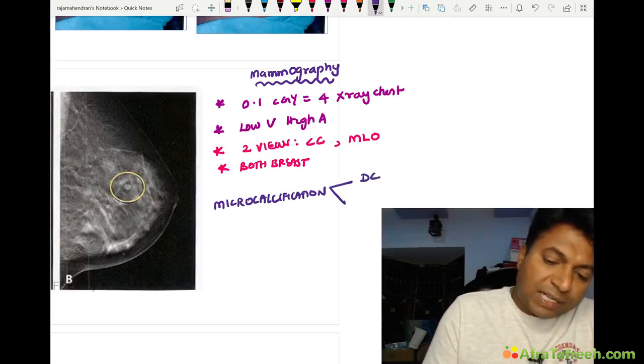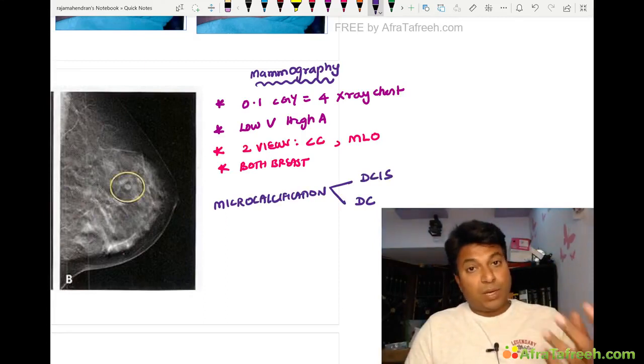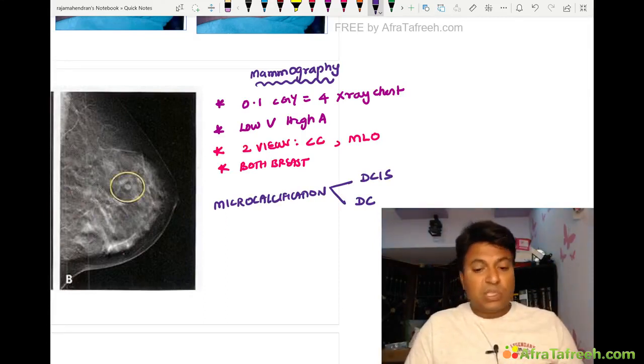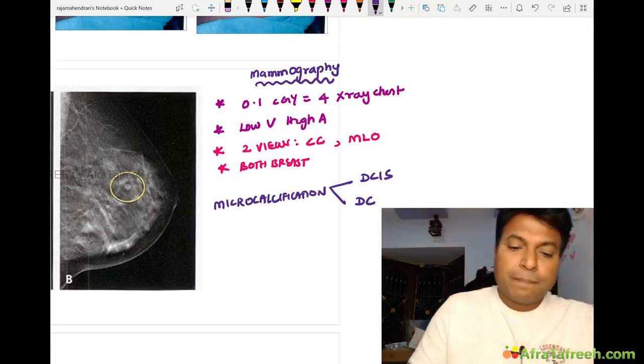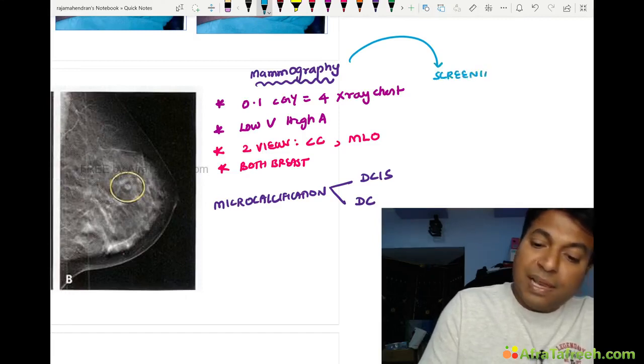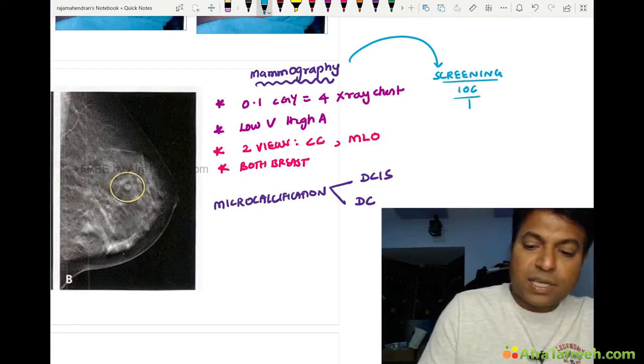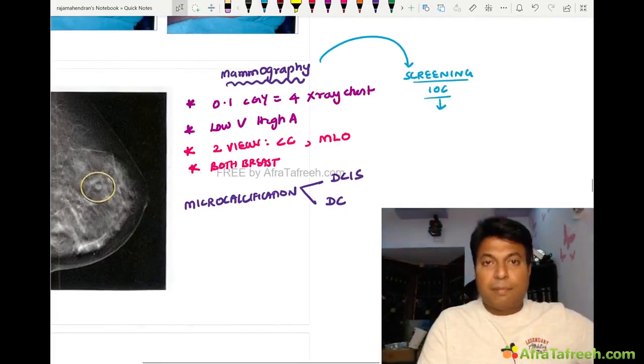Microcalcification is a feature of ductal cancer in situ as well as ductal cancer. Microcalcification is seen in both on mammography. Mammography is the screening investigation of choice for females in Western countries.